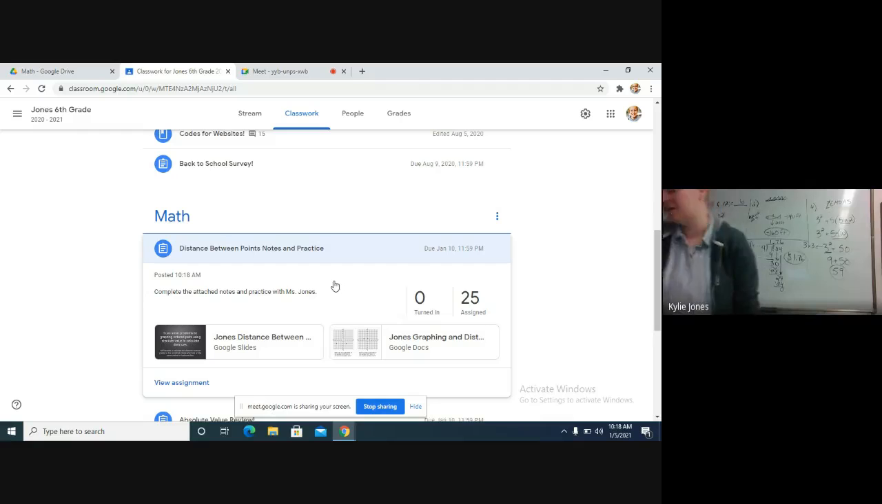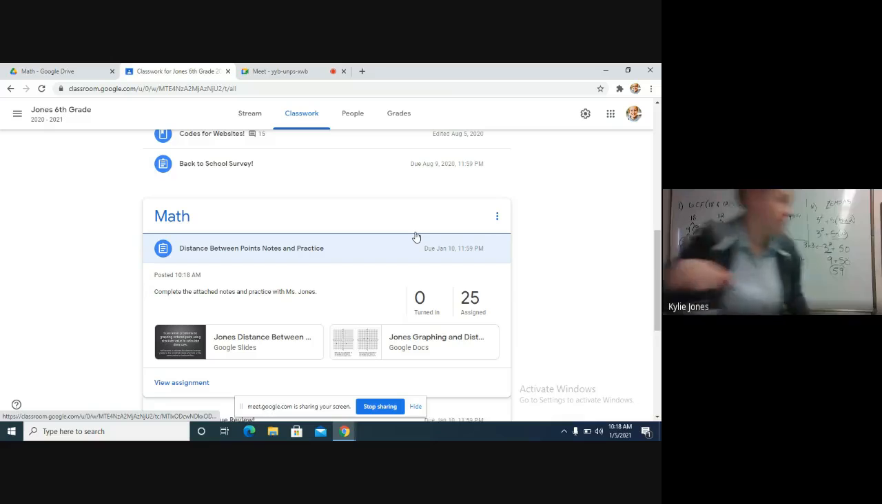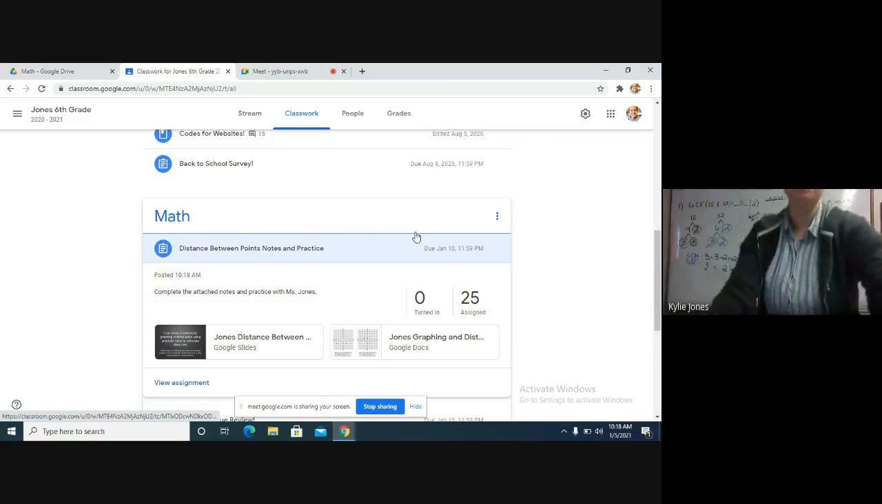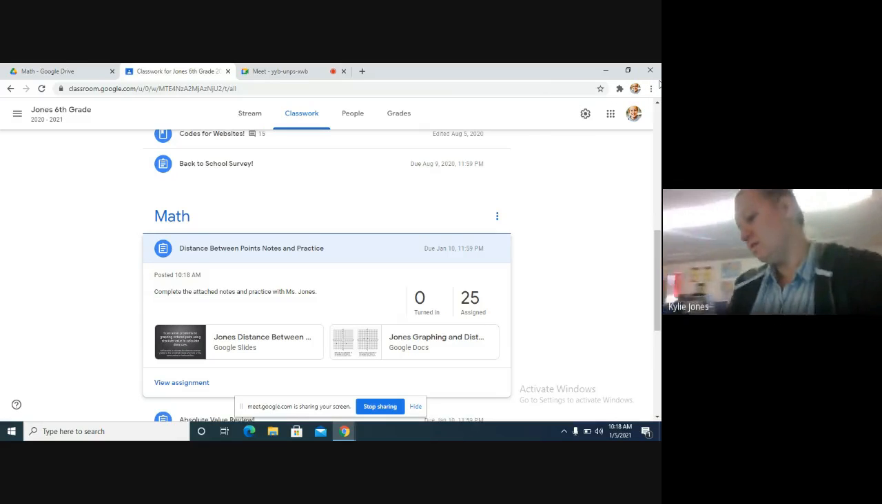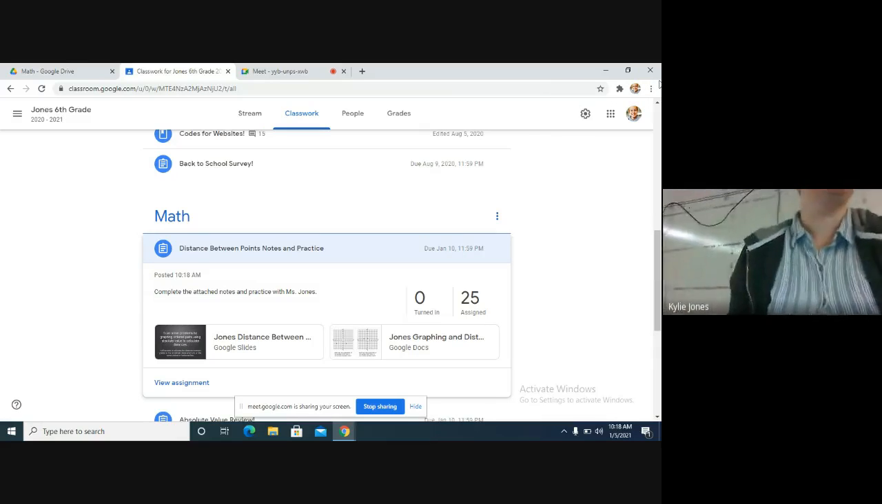I'm going to move over to my desk because my computer is going to die if I don't. So, right back. Okay, so while I'm moving, go ahead and open up the Google Slides. We'll do the Google Doc after. That's the practice, but we're going to look at the Google Slides first.